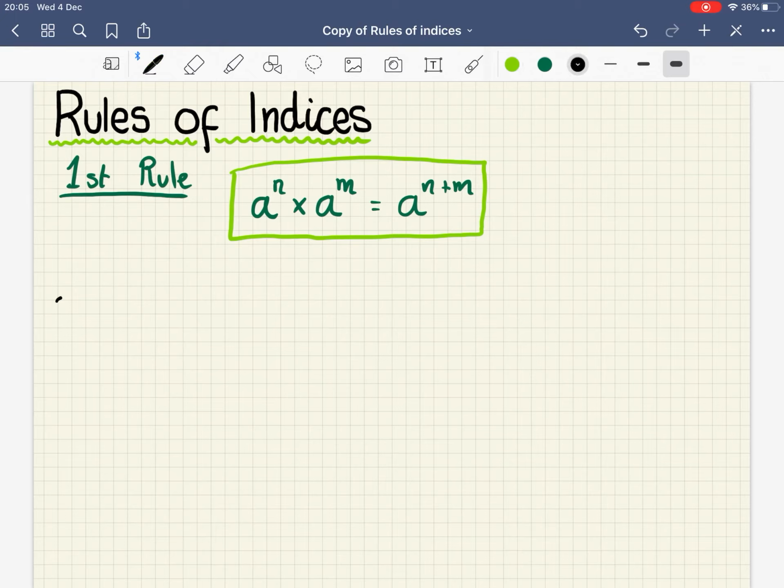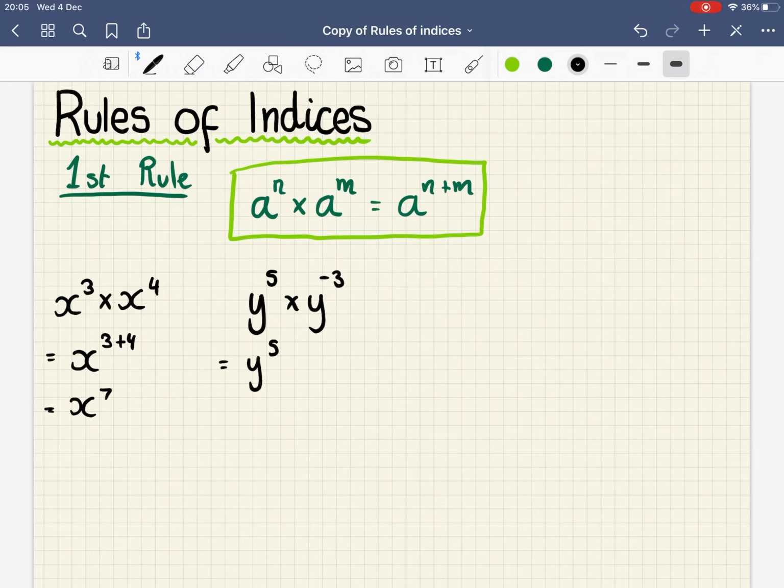So as a few examples very quickly, if I had x^3 times x^4, so x to the power 3, x to the power 4, all I do is add together the two powers, so that's just going to be x to the power 7. If I had y to the power of 5 times y to the power of negative 3, again, I'm adding the powers together, but I must be adding that negative in there as well. So realistically, if I add negative 3, well, a positive and a negative makes a negative. So I'm actually doing a takeaway, so that's going to be y to the power 2.